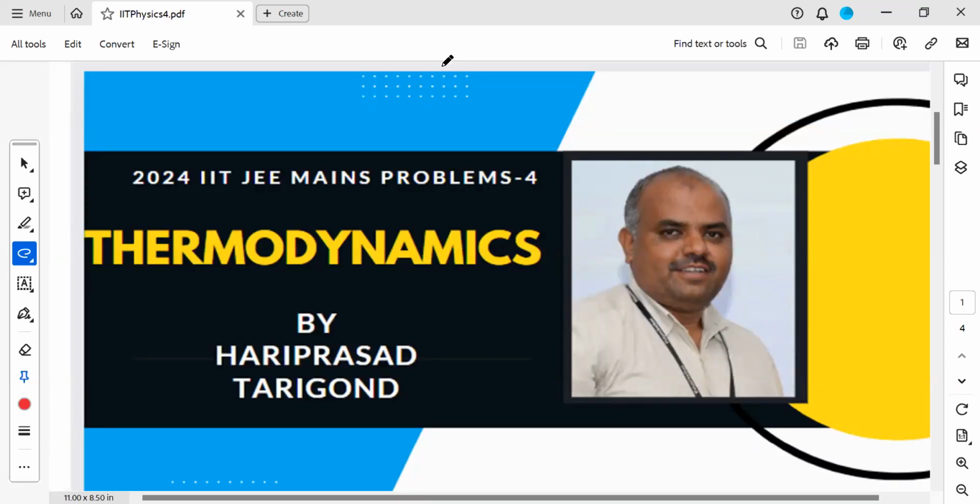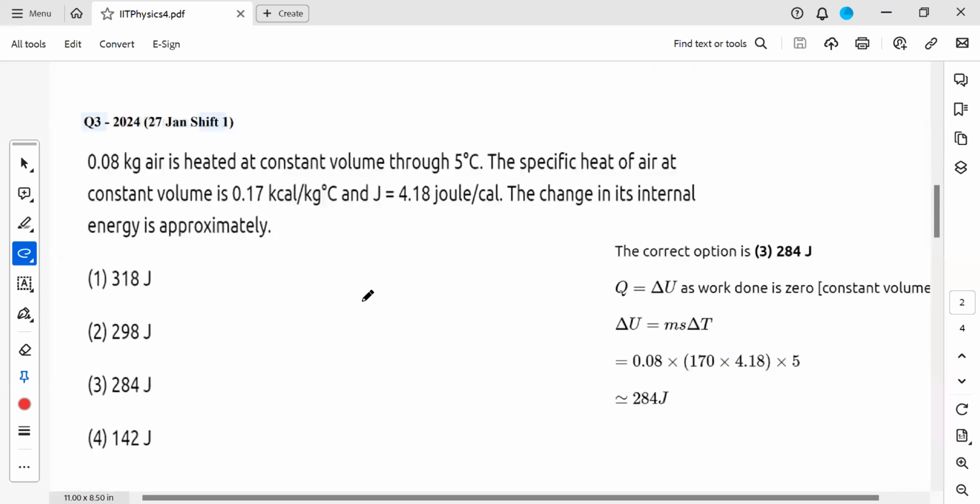Hi, good morning. Today we will solve an IIT JEE Mains problem, that is session 1, 2024, that happened in January. Let us go to the problem. The problem is like this. It was asked in 27th January shift 1 question paper, a physics problem on thermodynamics.